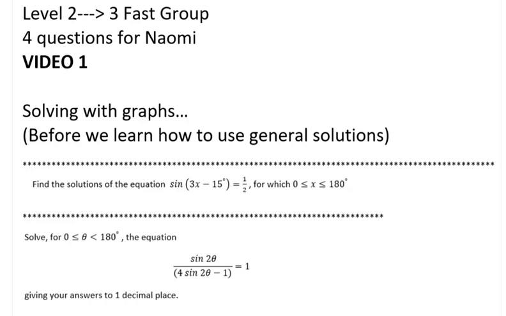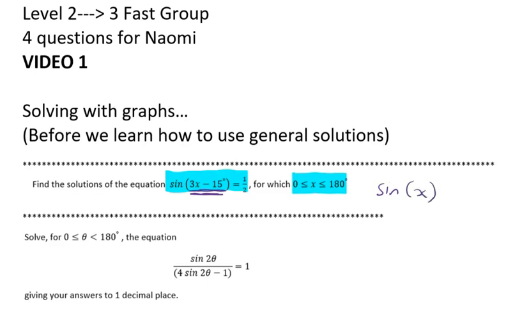Okay, so we've got 2 questions here, and the first one just asks us to find all of the solutions to this equation, and we want the values of x that are between 0 and 180 degrees. So things to notice in here, straight up, is that we don't have sine of x. We have sine of 3x minus 15. And that means that the period and the features of the graph are going to be a little bit different than our basic sine of x graph.